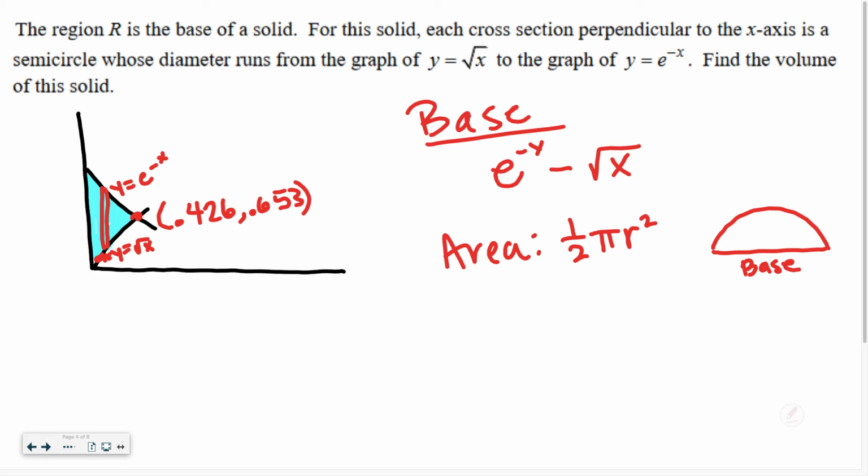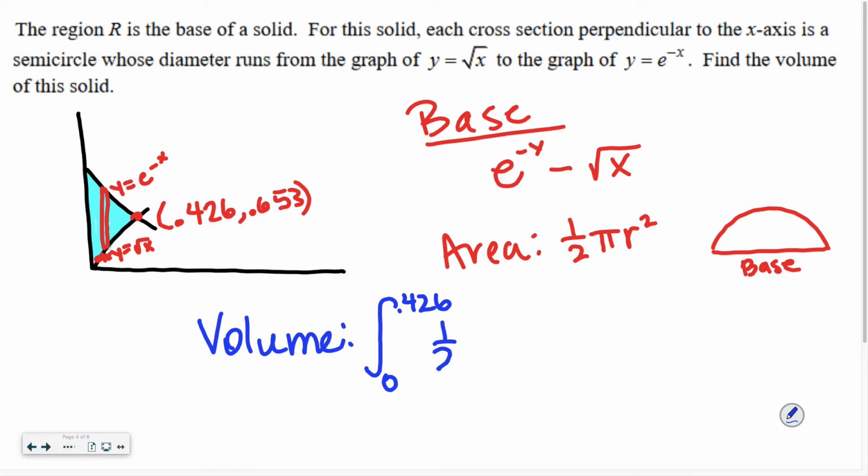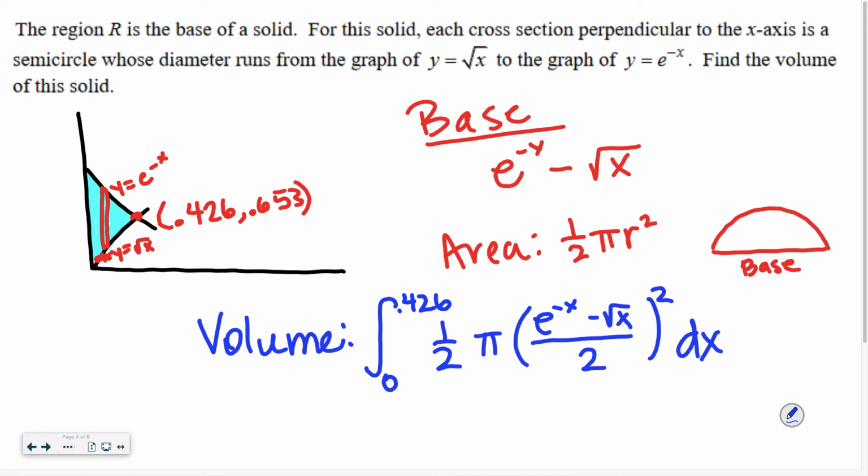So when we go to actually calculate the volume, we're going to go from 0 to 0.426 because those are our x intersections. And we want 1/2 pi r squared for our area. So we'll have 1/2 pi. Our radius is going to be half of the diameter because that is how we calculate radius, right? So 1/2 pi r squared, and then our thickness dx.